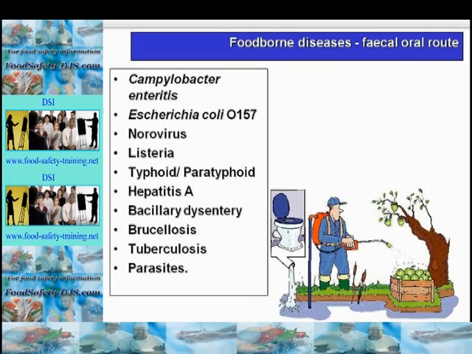Foodborne diseases enter our digestive system by what's known as the fecal-oral route. In other words, they come from another human's or animal's intestines via their feces, and we've ingested that feces.